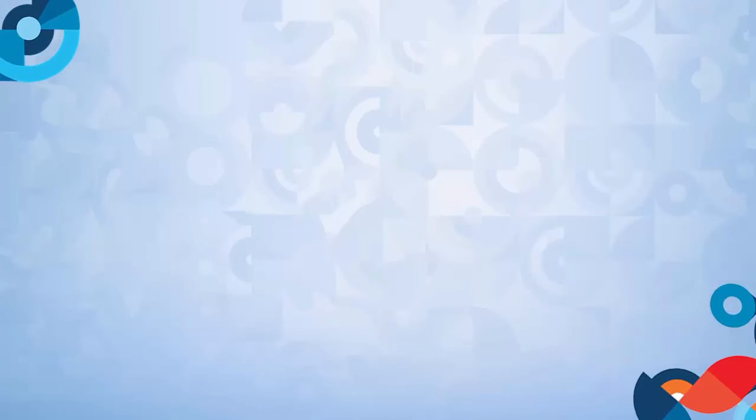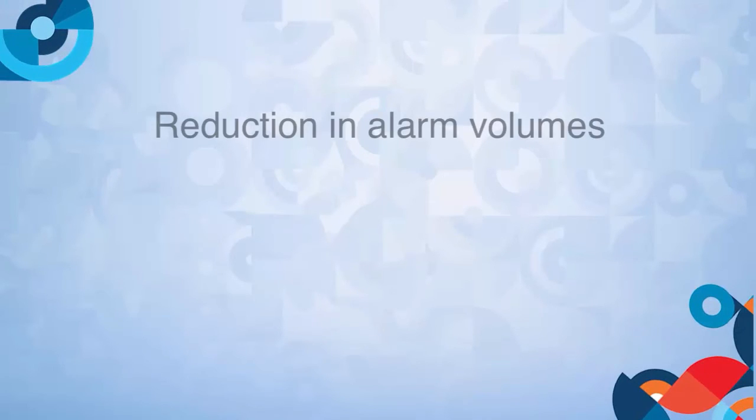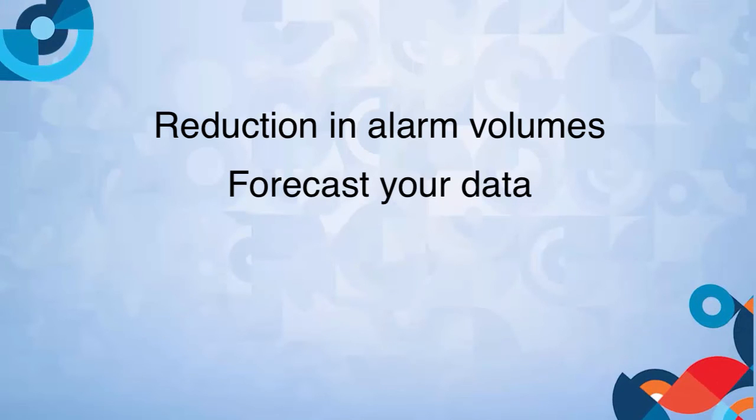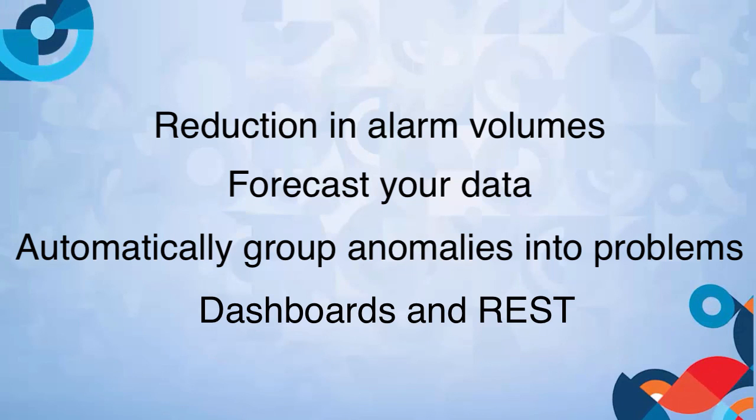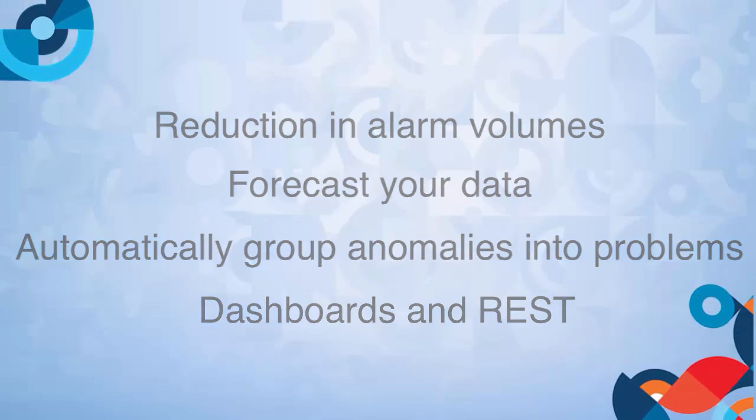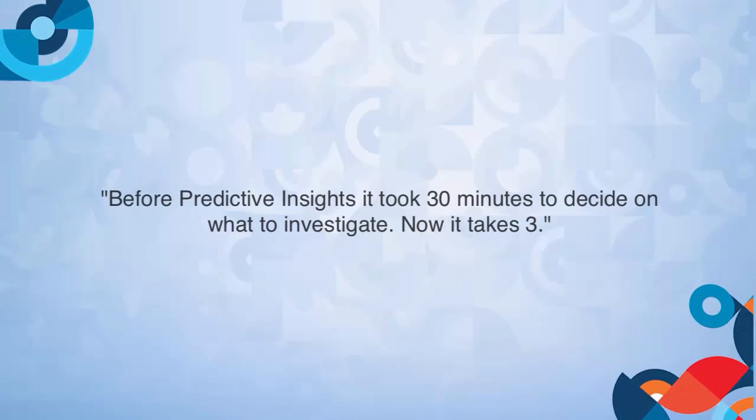Predictive Insights 133 uses new analytics to reduce alarm volumes without reducing alarm quality. It forecasts both your normal and abnormal operational data to help you prioritize what needs to be done. It uses automatically discovered relationships to group anomalies together to show you true problems, not just individual alarms. It has dashboards and REST interfaces to let you explore and use your data like never before. As one customer said, before Predictive Insights, it took 30 minutes to decide on what to investigate. Now it takes 3.